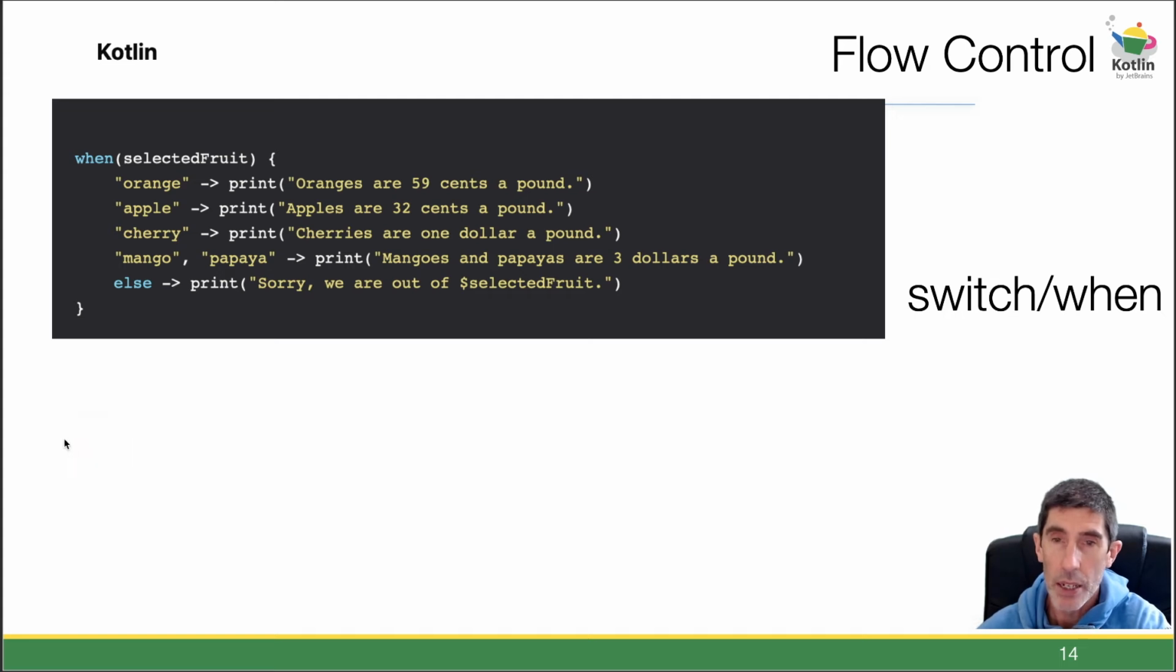So again, big difference there between switches in JavaScript, which is the equivalent to a when in Kotlin. And on top of that, when can also be used as an expression, so we can use that the same way we used our ifs. So it is a lot more powerful than the basic switch statement.